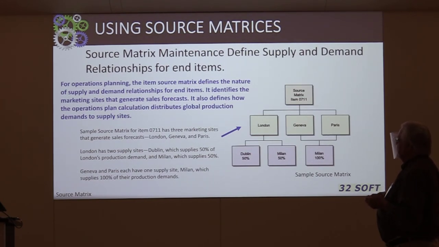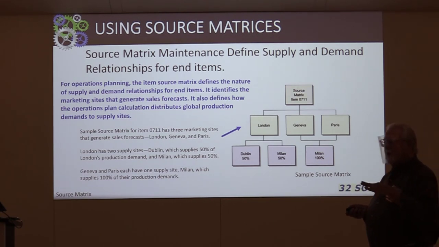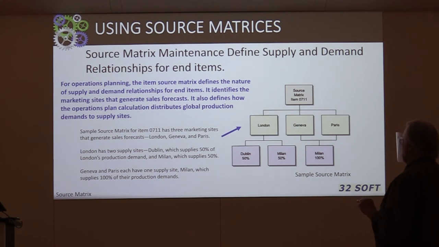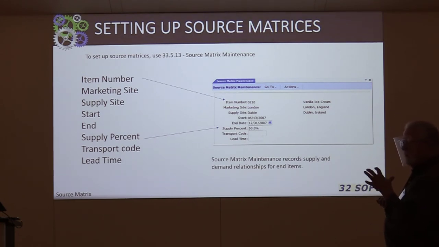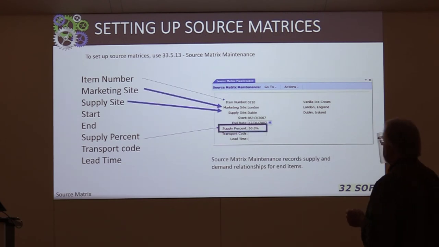Source matrices allow you to define where the demand-supply relationship is coming from. So the item source matrix defines the nature of the supply-demand relationship. So you really got to understand what that means in terms of setting up the items, what marketing sites you've got, what supply site it's going to have. If you want to, you can use the start and stop dates. Percentage, this is the percentage of supply that that particular supply site is going to give for that item. And then you've got a whole bunch of transportation and lead time functionality in there. So setting up those demands a real detailed understanding of your organization.